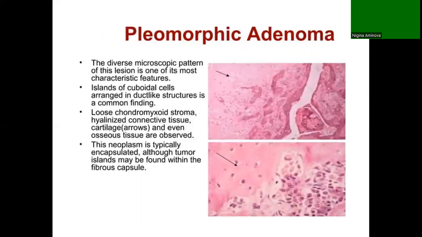Pleomorphic adenoma in histopathology. The diverse microscopic pattern of this lesion is one of its most characteristic features. Islands of cuboidal cells arranged in duct-like structures are a common finding. Loose chondromyxoid stroma, hyalinized connective tissue, cartilage-like areas, and even osseous tissue are observed. This neoplasm is typically encapsulated, although tumor islands may be found within the fibrous capsule. And these are shown in the demonstrations.